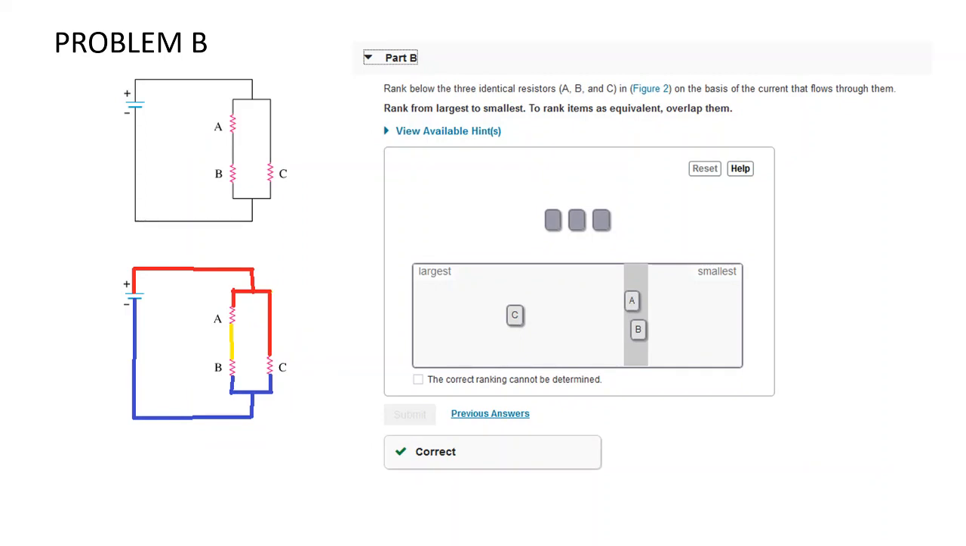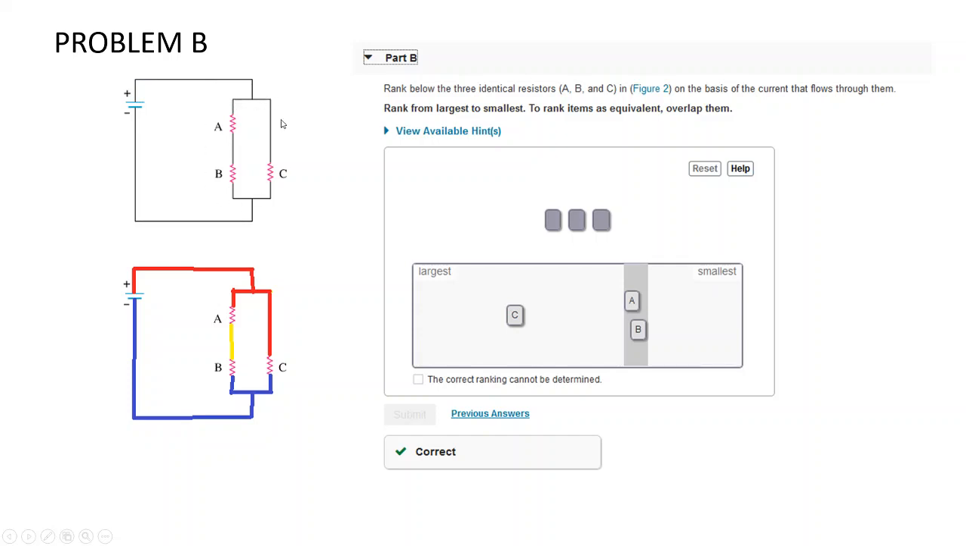For problem B, it's a little bit more complicated because A and B are now in series. And A and B combined are parallel to C. So what that means is when the current leaves the battery and joins this junction, it will have to decide whether to go left or right.